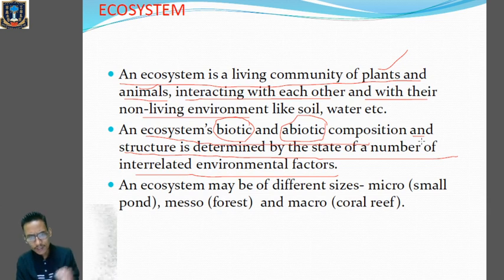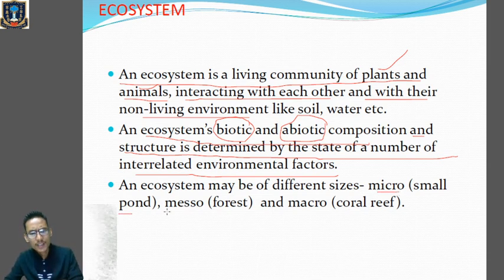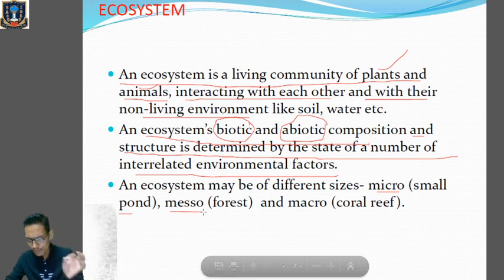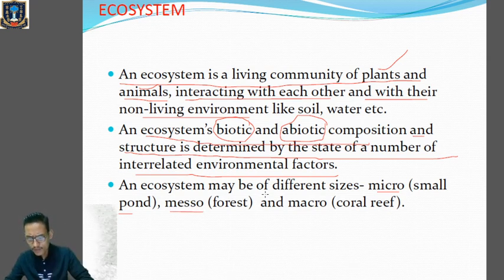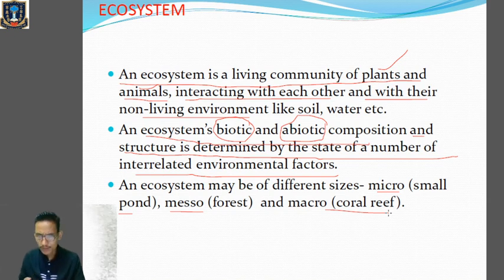Okay, next thing, ecosystems can be different sizes. It can be a small size which is called micro, for example a small pond. It can be of a medium scale like meso, meaning middle. It can be of a larger size, for example a coral reef. So we are finding ecosystems of different sizes. A small one is called a micro ecosystem, example small pond. A medium scale one is called a meso ecosystem, example forest ecosystem, and on a larger scale we'll find the macro ecosystem, example coral reef.